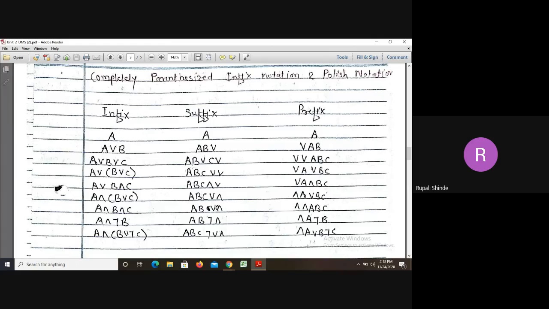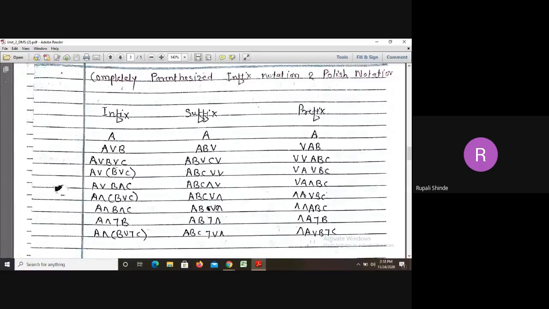So again, we have to solve this one from left to right. While going from left to right, A or B comes first. That's why we have to convert this A or B into suffix form. So what is the conversion of A or B into suffix form? A, B, or. That part we have written here, A, B, or.